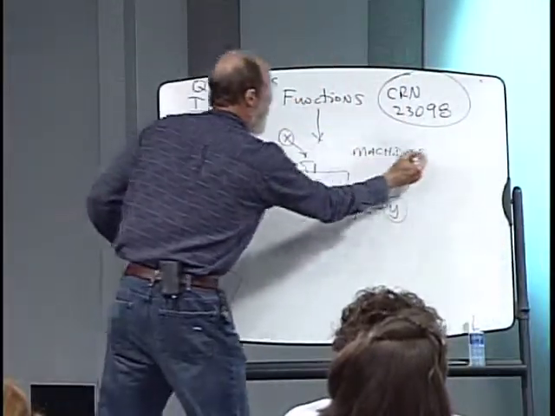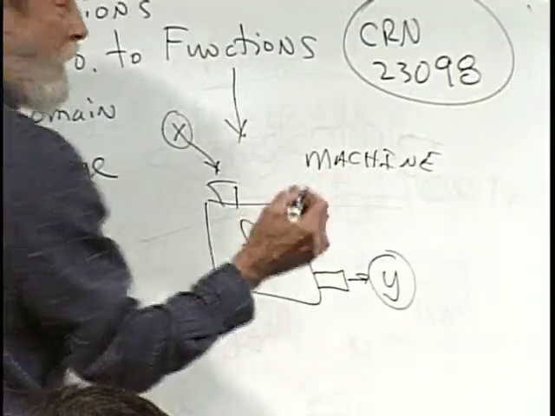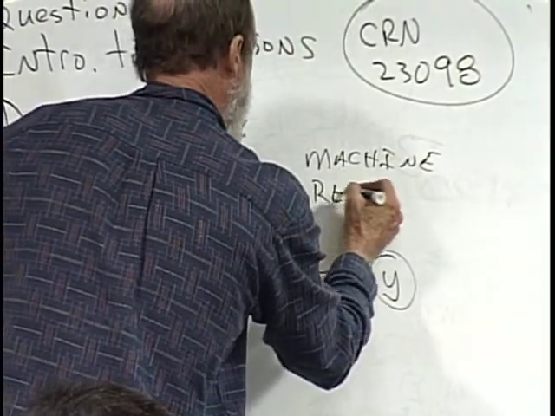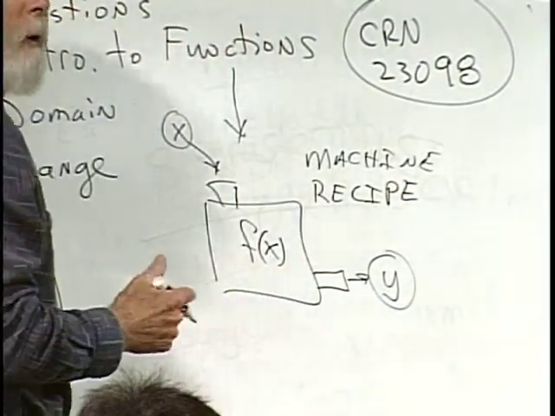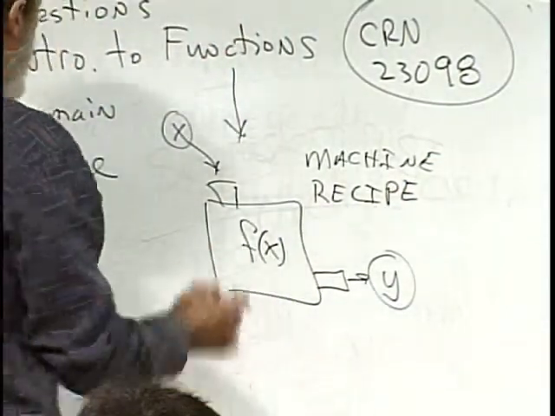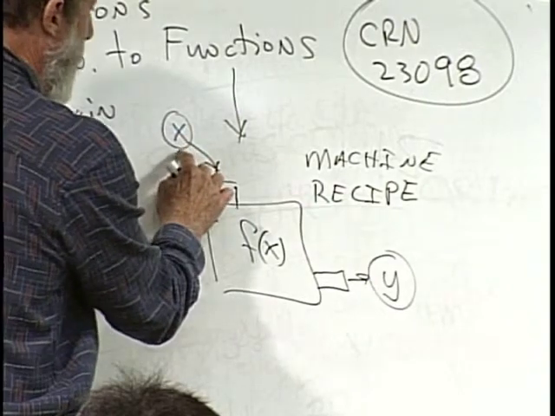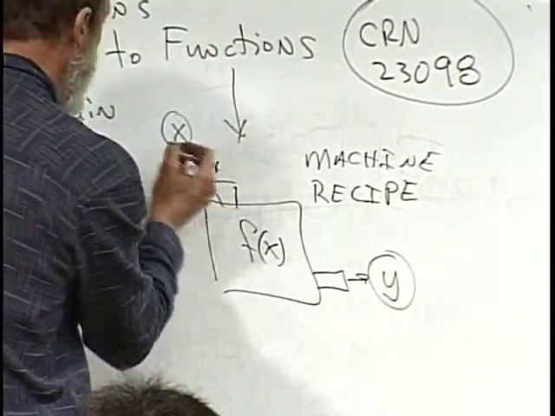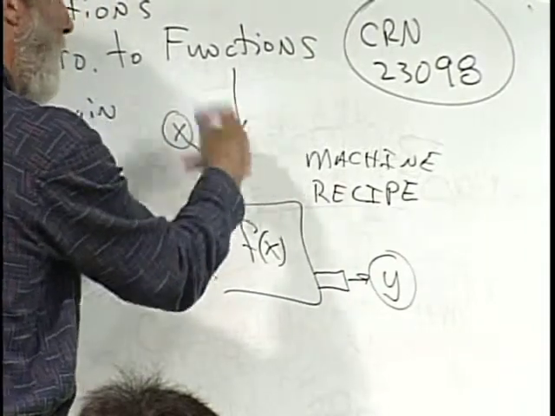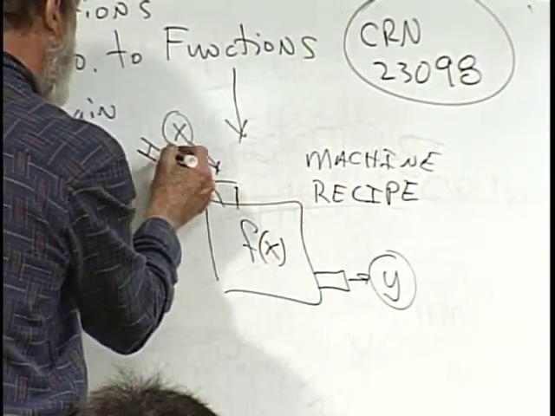Okay, as a simple machine. You also could think of it as a recipe. A very special kind of recipe. Notice alphabetical order, X, Y. A couple other words that'll be useful here. We also call the things coming into the machine or into the recipe the input.